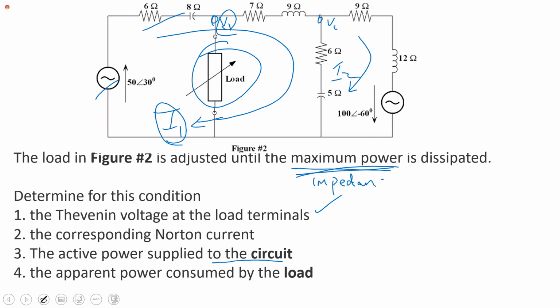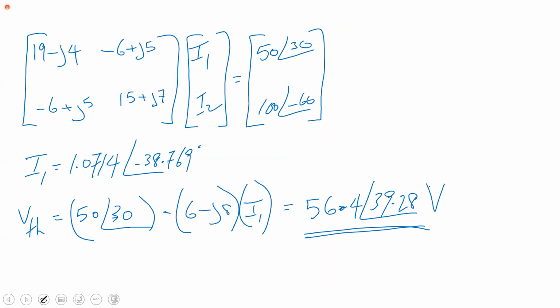Quick question, sir. How do you have I naught equal to E Thevenin over R Thevenin? Isn't it E Thevenin over 2 R Thevenin? Well, this is the formula, you know.